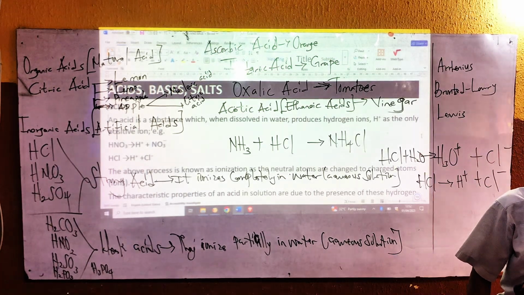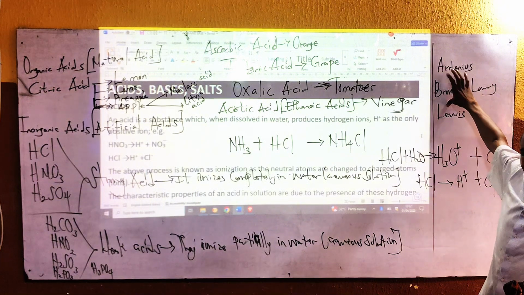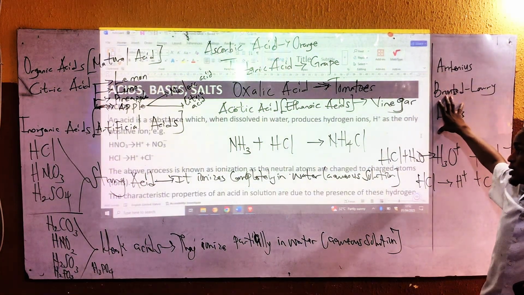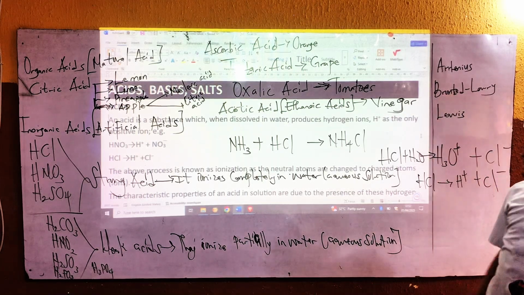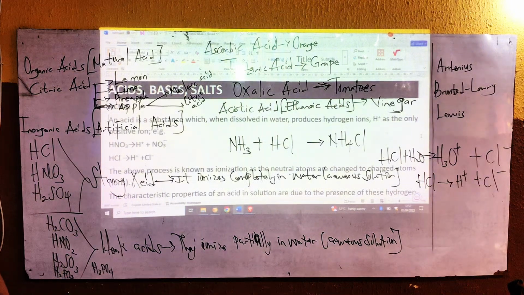This one talks about protons: what is donating is acid, what is accepting is base. This one talks about electrons: what is donating is base, and what is accepting electrons is acid.